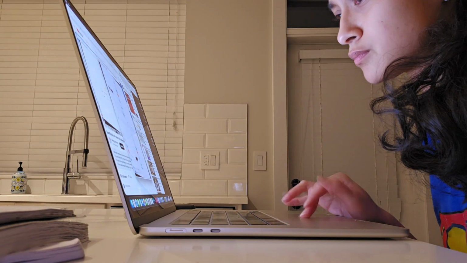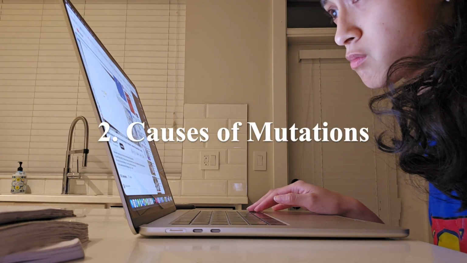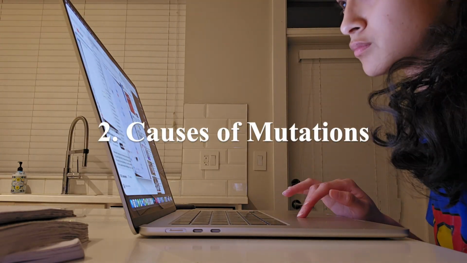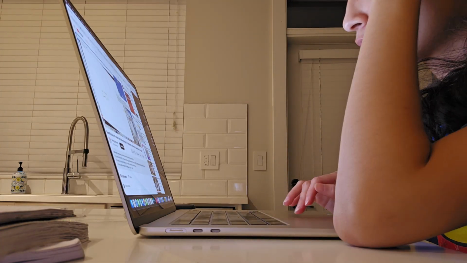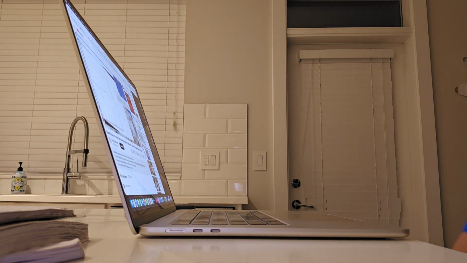Next thing we're going to go into is causes of mutations. So causes of mutations can be, one, deamination, like we talked about earlier with point mutations. This can occur by spontaneous hydrolysis.